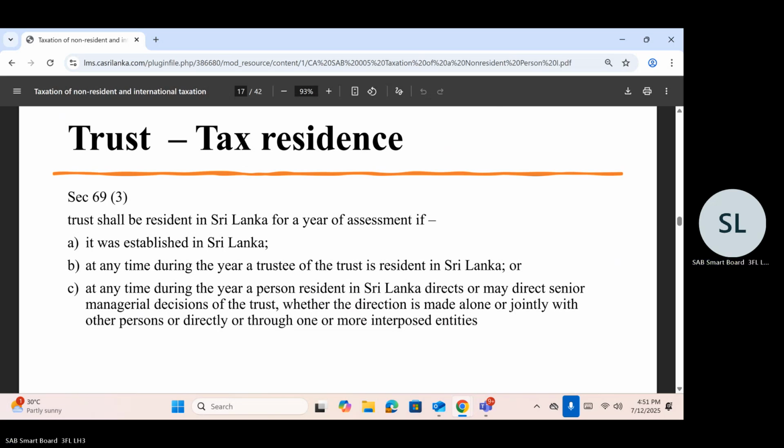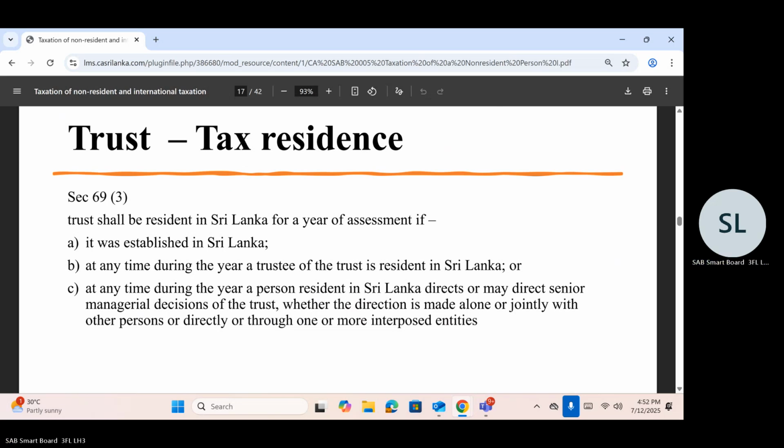So, the third one: at any time during the year, a person resident in Sri Lanka directs or may direct the senior managerial decisions of the trust, whether the direction is made alone or jointly with another person, or directly or through one or more interposed entities.